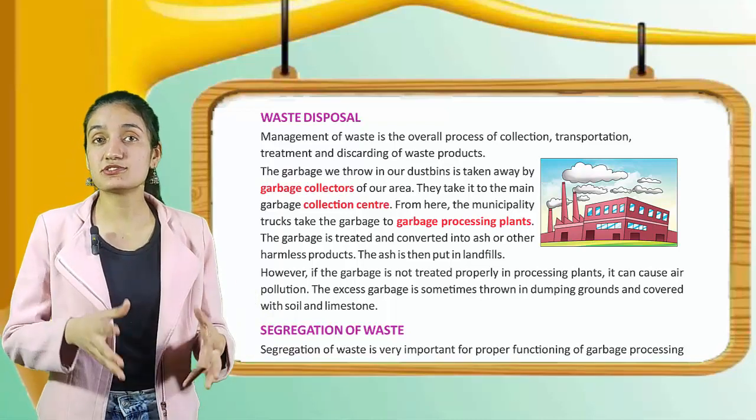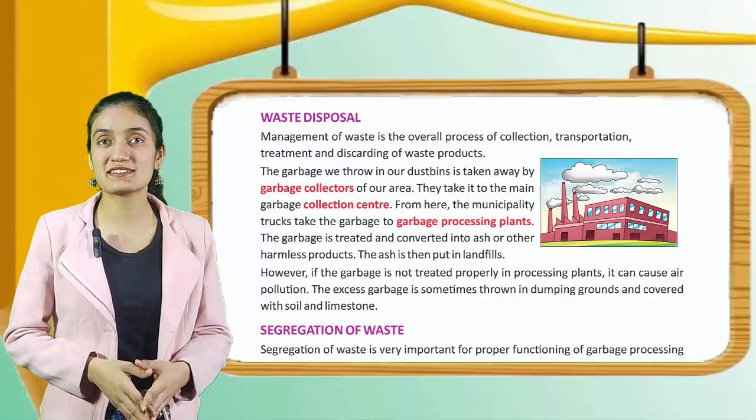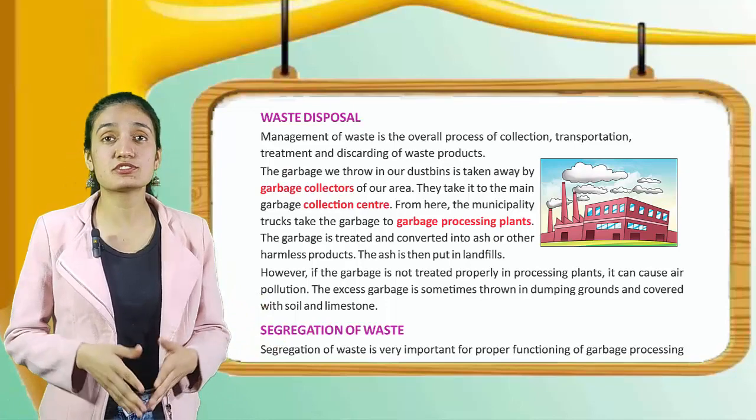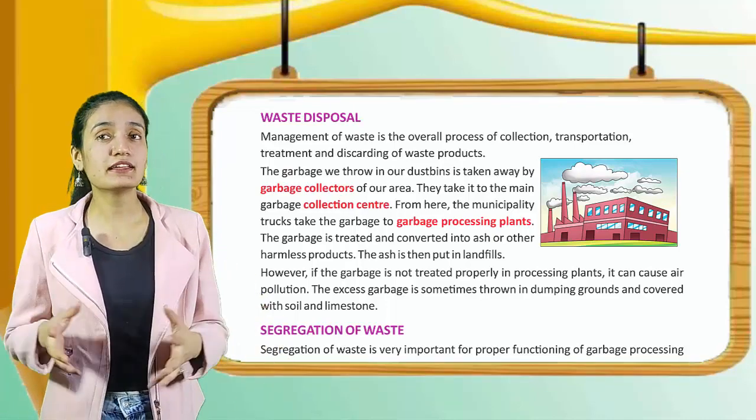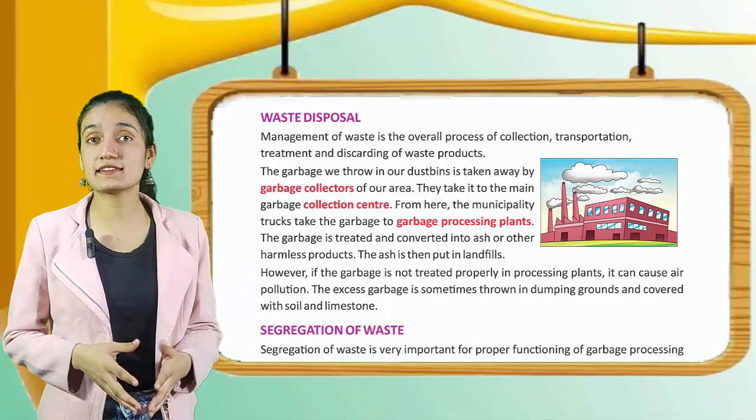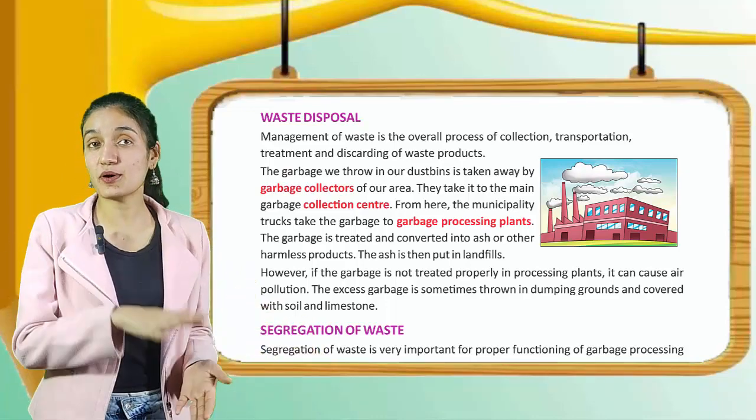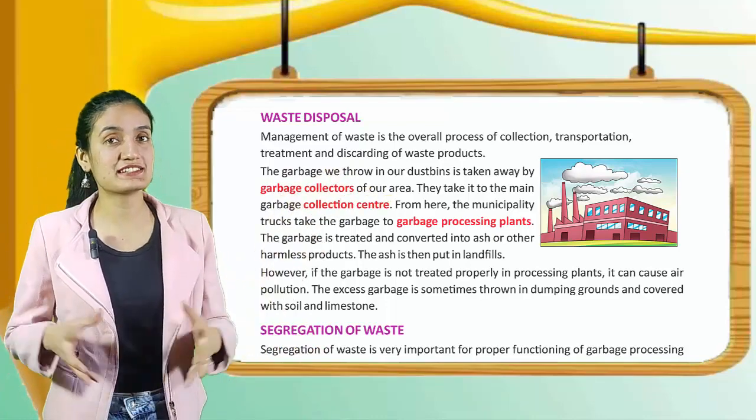The garbage is treated and converted into ash or other harmless products. The ash is then put in landfills. However, if the garbage is not treated properly in processing plants, it can cause air pollution. The excess garbage is sometimes thrown in dumping grounds and covered with soil and limestone. You can see a garbage collection center.